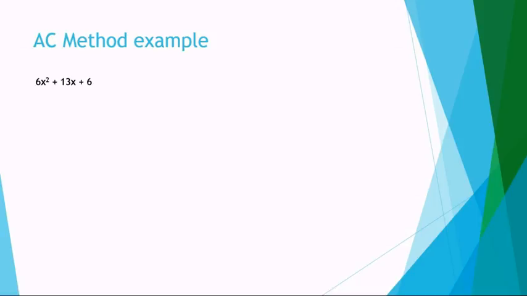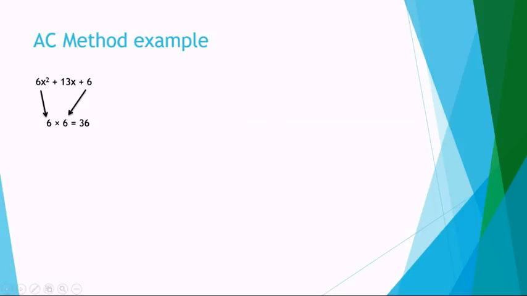So the reason why it's called an AC method is because here, this coefficient right here is called the A term, and then the C term is going to be this third one. So this is the C term. So if I multiply these two, 6 times 6, I get 36. So A times C, and I get 36.